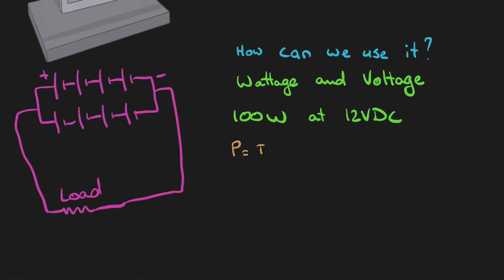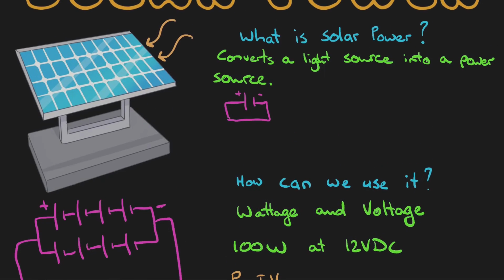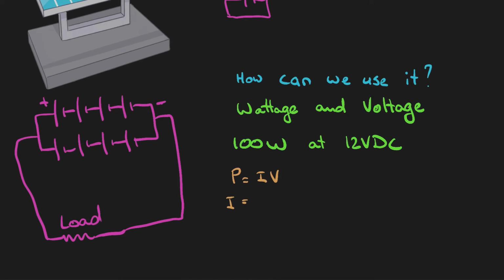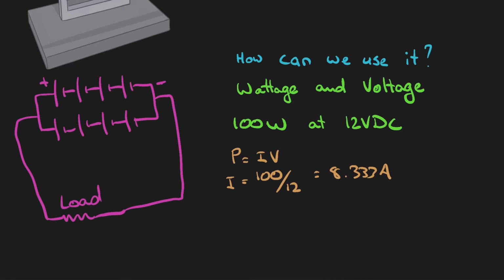Power equals IV, and the current for this solar panel up here would be 100 watts divided by 12, which would equal 8.333 amps. Okay.